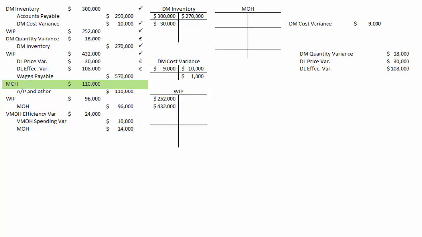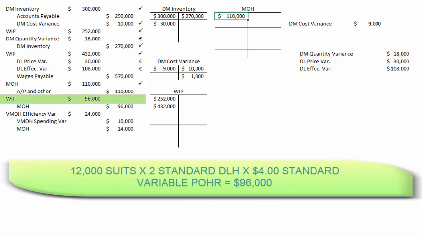And remember that the first one is how much we actually incurred. And so let's go ahead and post that to an overhead T account. We're going to skip the payable as usual. Now we moved it into WIP at its standard cost, 12,000 suits times a standard of 2 direct labor hours times our predetermined overhead rate of 4 gives us $96,000. And that's how that $96,000 was calculated.